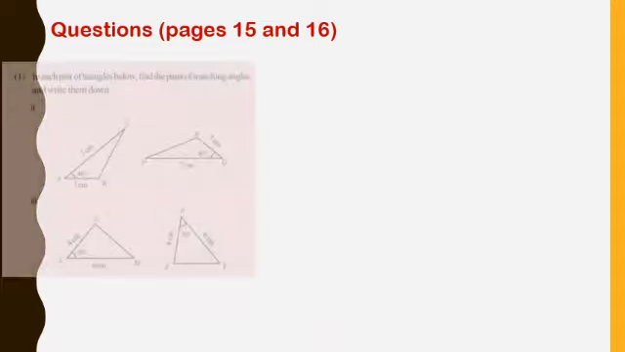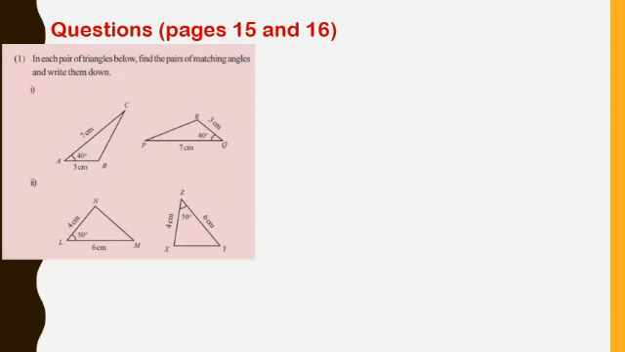Based on our second property, let us do some questions from page number 15 and 16. Our first question is, in each pair of triangles below, find the pairs of matching angles and write them down. In the first part of the question, you can see two triangles, triangle ABC and triangle PQR.